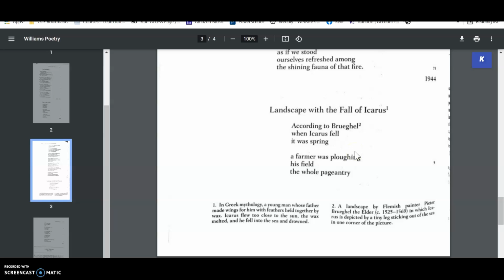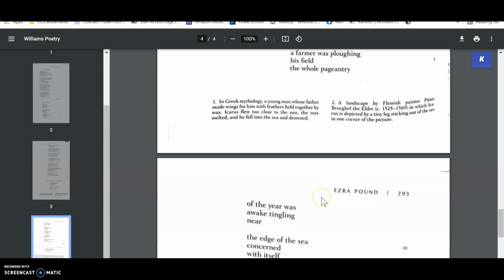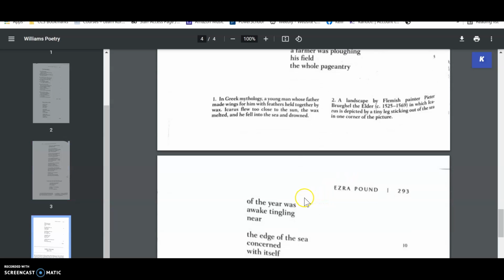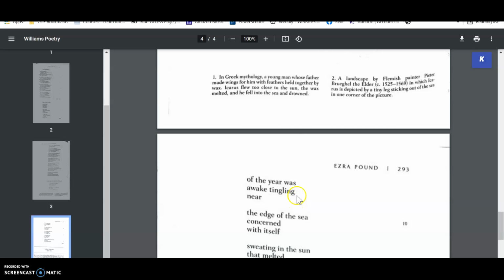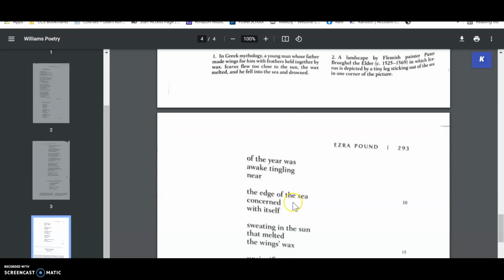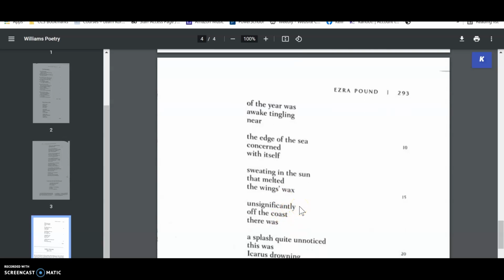We'll read it. According to Bruegel, when Icarus fell, it was spring. A farmer was plowing his field. The whole pageantry of the year was awake, tingling near the edge of the sea, concerned with itself, sweating in the sun that melted the wings' wax. Unsignificantly off the coast, there was a splash quite unnoticed.